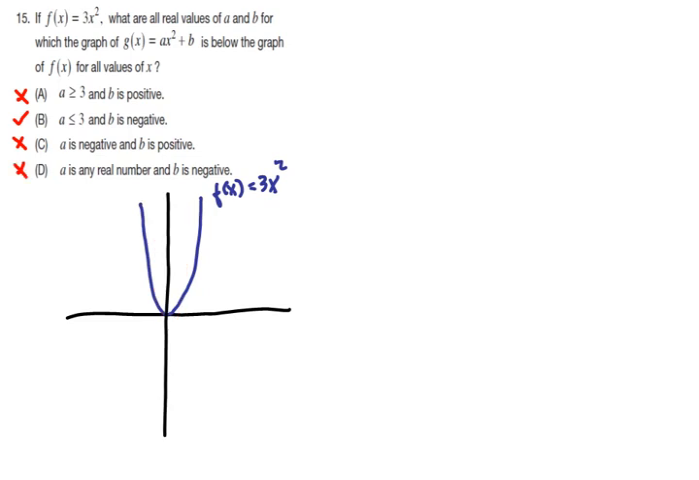So once again, a has to be less than or equal to 3, which means it's going to open wider than 3x squared. And b is negative, which means that the vertex is below the x-axis. And in this case, the values of g of x will always be below the values of f of x for all x. And so that's our answer.